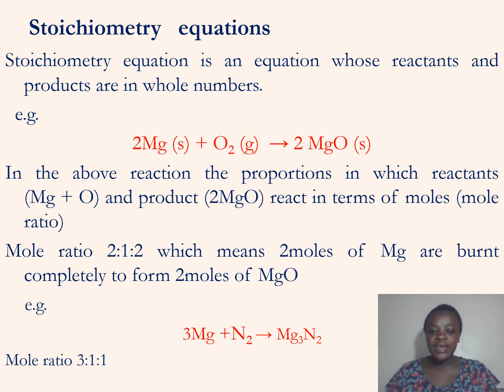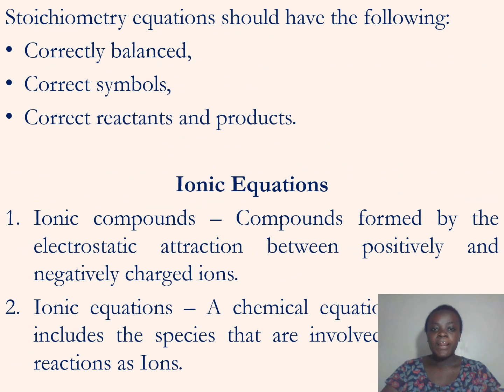Another example is when we are reacting magnesium and nitrogen. This gives us magnesium nitride. 3 moles of magnesium react with 1 mole of nitrogen to give us 1 mole of magnesium nitride. So the mole ratio there will be 3:1:1. That is also another example of a stoichiometry equation. For us to have a correctly written stoichiometry equation, the following should be considered. 1, the equation must be correctly balanced. It must contain the correct symbols and also the correct reactants and products. So make sure the reactants are giving the correct products.